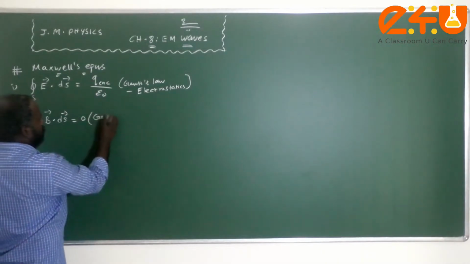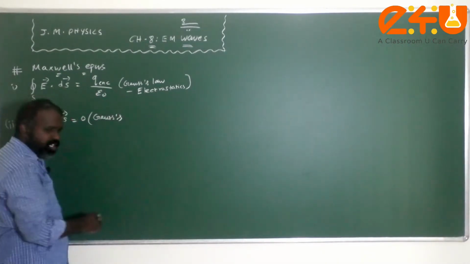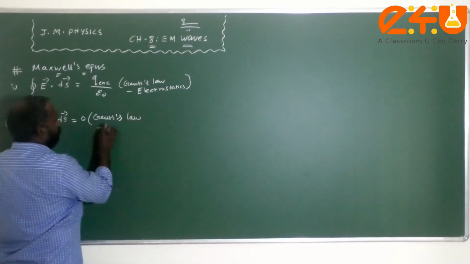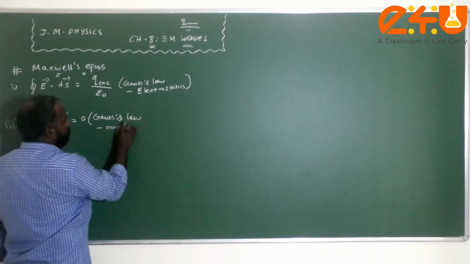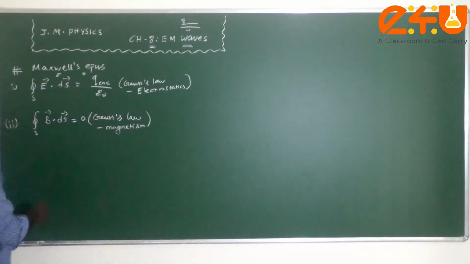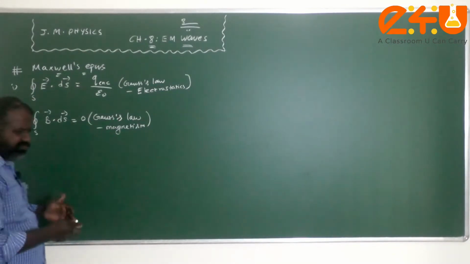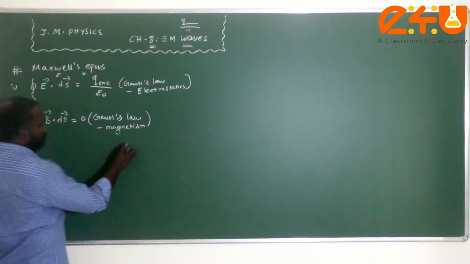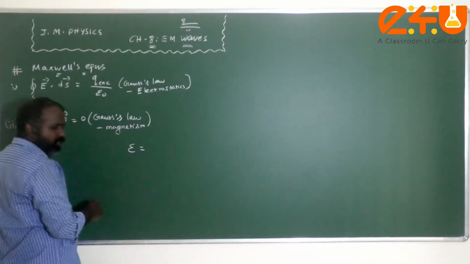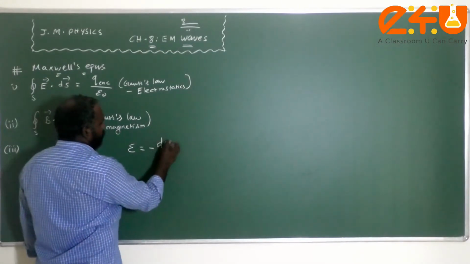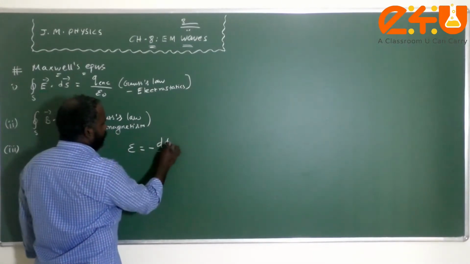So this is Gauss law for what, children? Magnetostatics, or simply we can call it magnetism. Okay. The next one is in electromagnetic induction, where we discussed Faraday's law. What does Faraday's law say? The induced EMF is equal to the negative of the rate of change of magnetic flux.